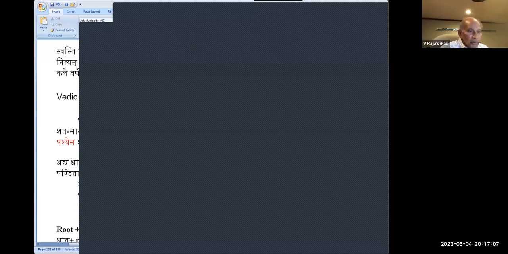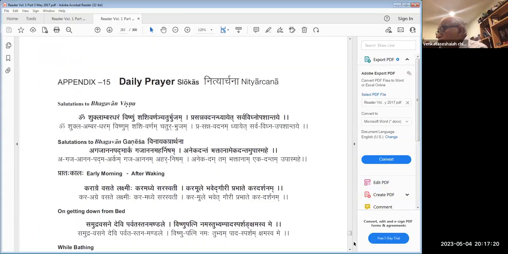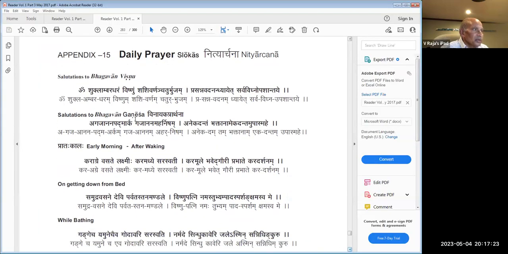I took up from my prayer book some general slokas. Basic slokas: Shuklambaradharam Vishnum, then salutation to Ganesha, Agajanana Padmarkam, most of you know it. Then when you get up in the morning, you look at your fingers, hands, this is what mothers tell children. Karagre vasate Lakshmi, Karamadhye Saraswati, Karamule Bhaved Gauri, Prabhate Karadarshanam.